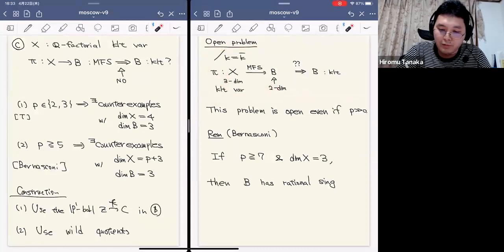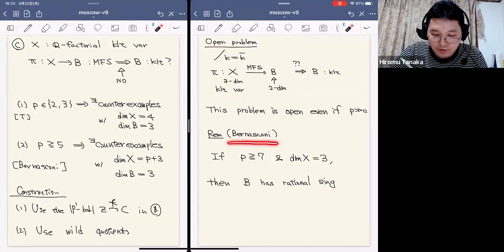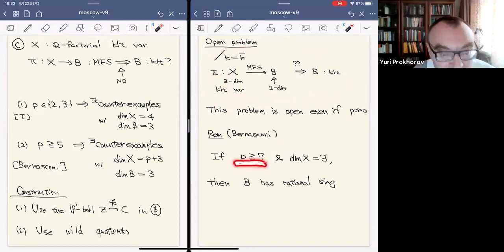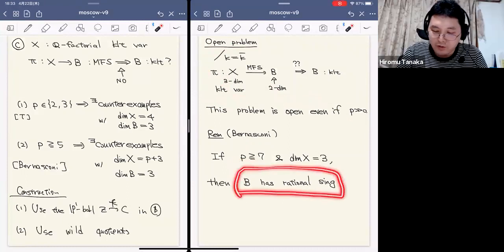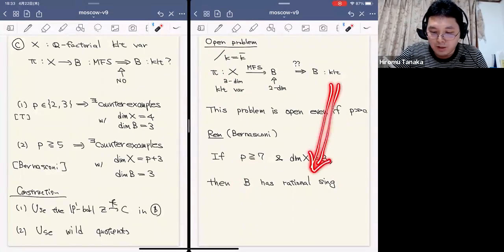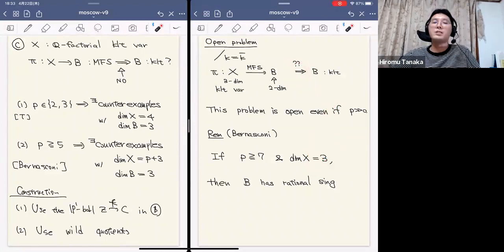And for any prime, we do not have any answer. Usually, if the characteristic is large, then the problem is easy, but we don't know. As a related result, in this setting, if P is at least 7, then we know that P has rational singularities. For the surface case, KLT implies rational, so this is weak evidence supporting this implication in this case, but we do not have any other evidence so far.